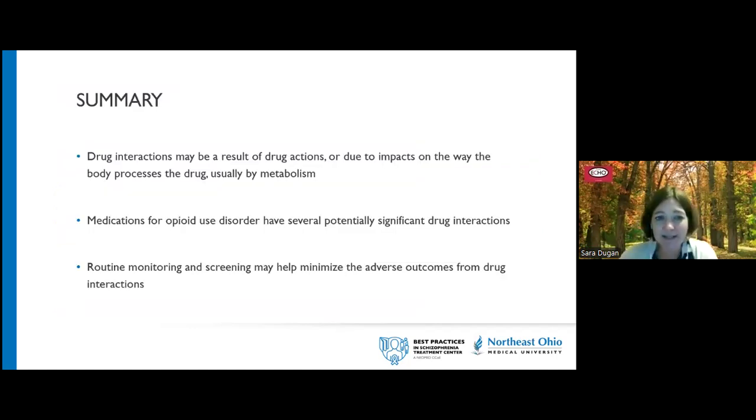So just in summary, drug interactions are a result of either the way that the medication works or the way that the body processes the drug. And there are several interactions specifically related to our medications for opioid use disorder. But with routine screening and kind of keeping an eye and intentionally monitoring that and asking if there are new medications on board, we should be able to minimize the adverse outcomes as a result of these.